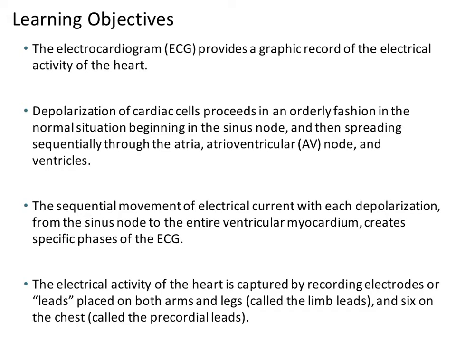The sequential movement of the electrical current with each depolarization from the sinus node to the entire ventricle is what creates specific phases of the ECG, which we will go over. And then lastly, the electrical activity of the heart is captured by recording electrodes, or what we otherwise call leads, that are placed on both arms and legs, as well as on the chest.